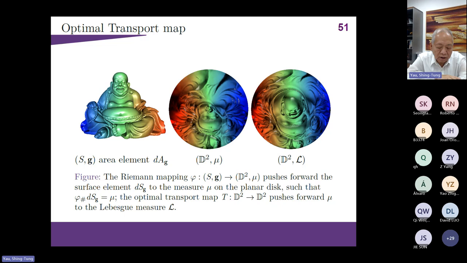The composition of the optimal transport map and the conformal map gives an area-preserving map from the Buddha surface to the unit disk. Namely, for any surface patch on the Buddha surface, its surface area is equal to the area of its planar image. We can see the head region has been enlarged prominently.